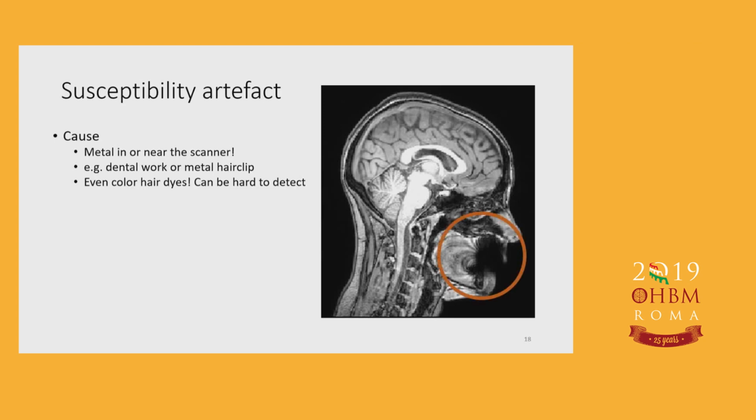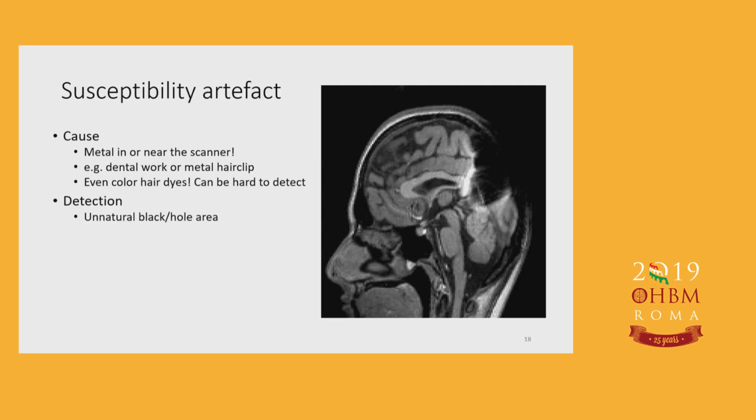For example, that's the susceptibility artifact in this particular cross section, most likely due to dental clips. You want to look for an unnatural black area or a type of hole in that location. For example, this is another susceptibility artifact. This is the black hole I was referring to, and it's usually bordered by a bright band such as this, due to the sudden changes in magnetic fields in the presence of the metal.